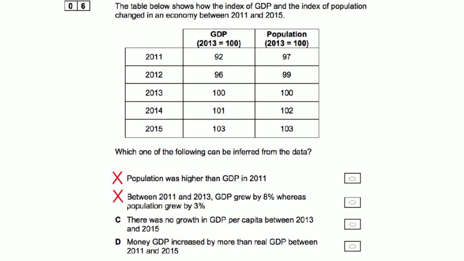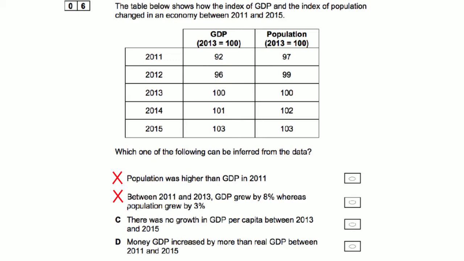Option C is there was no growth in GDP per capita between 2013 and 2015. There are two ways in which we can work out the change in GDP per capita. One way is to divide the index value for GDP by the population. So we do 100 divided by 100 in 2013. This gives us an index value of 1. Then we go to 2015 and we do the level of GDP, which is 103, divided by the population, which is 103. So 103 divided by 103 is also 1.